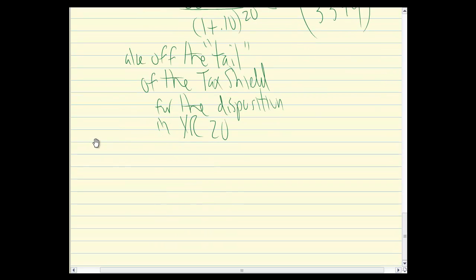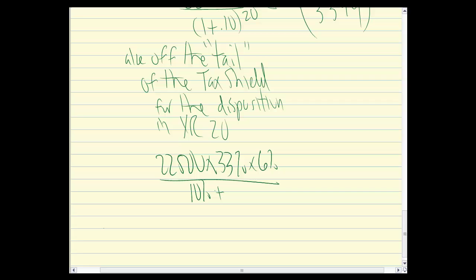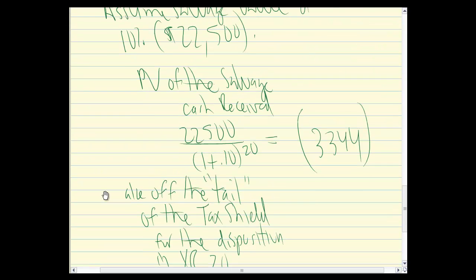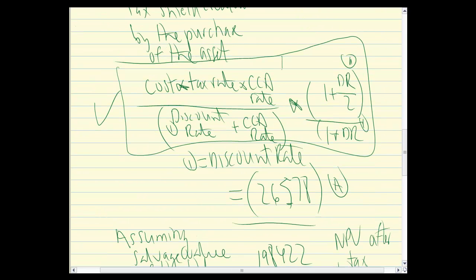So how did you do that, Andrew? Did you do it? So the 22,500, yep, times the tax rate of 33%, yep, times CCA of 6%, yep, all divided by the discount rate of 10% plus the CCA rate of 6%. Does that look familiar? Look what happens. It's exactly this part, right? The non-half year rule, because there's no half year rule, because you owned it already, right?